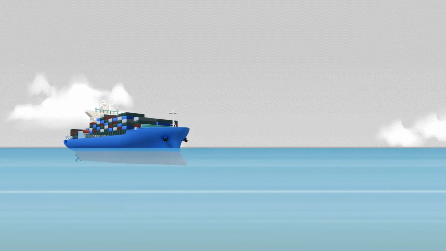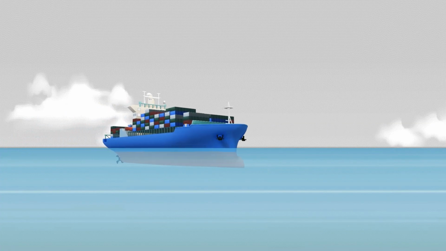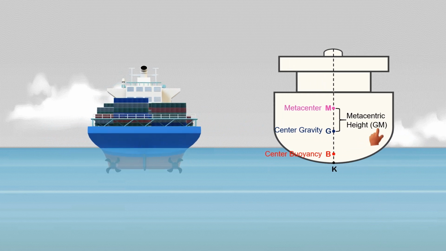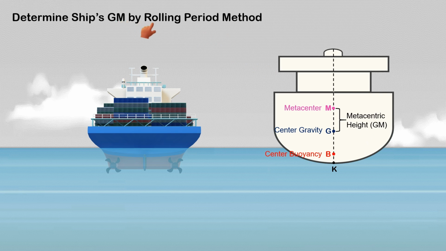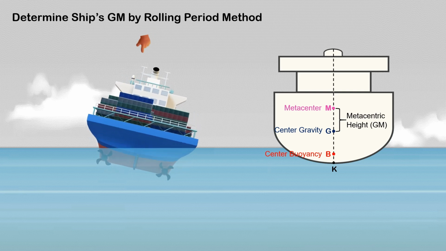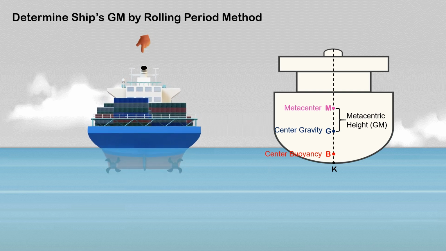Understanding ship stability is essential for safe operations at sea, and the metacentric height or GM plays a key role in that. In this video, I'll show you how to determine a ship's GM using the rolling period method. This method is a quick and practical way to assess ship stability, most especially when we are at sea.